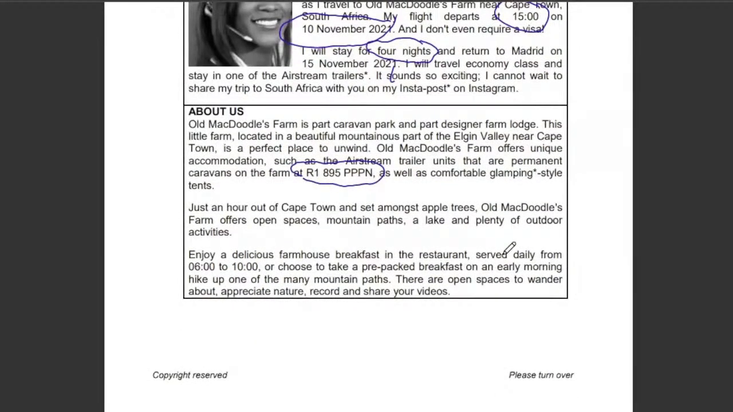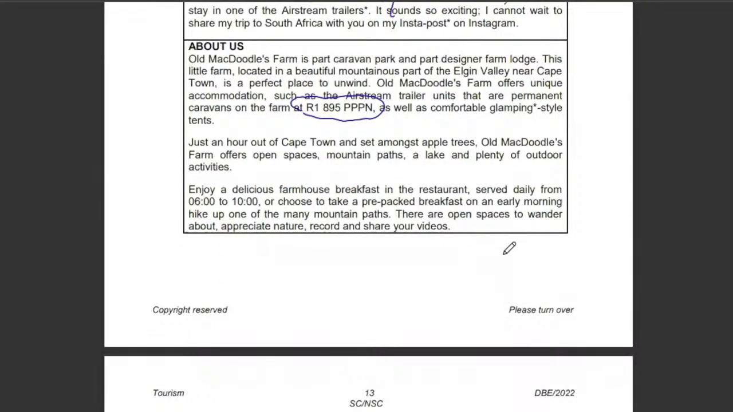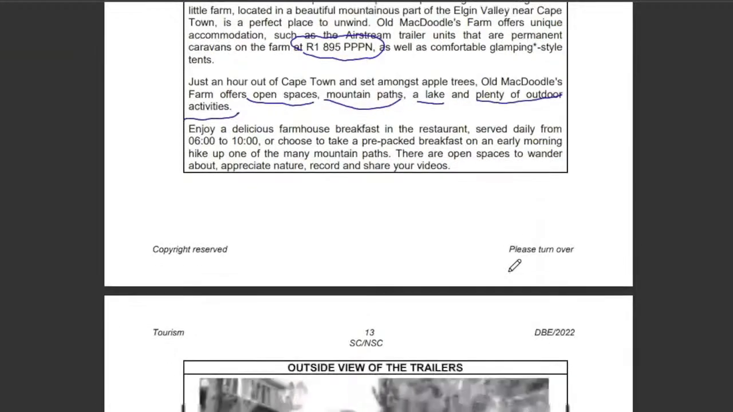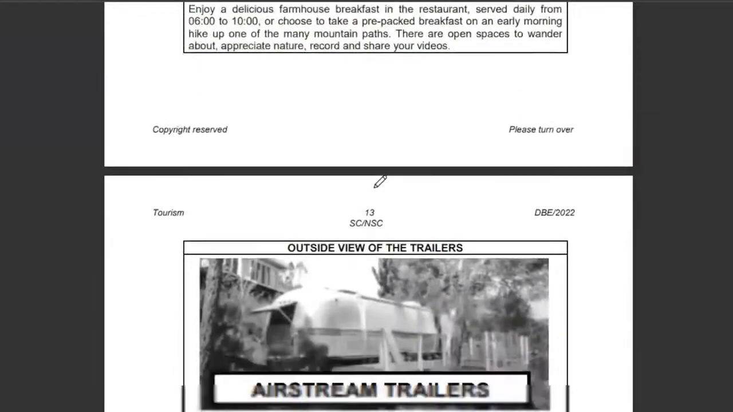Just an hour out of Cape Town and set amongst apple trees, Old McDoodoo's Farm offers open spaces, mountain paths, a lake, and plenty of outdoor activities, which is actually a good thing. Enjoy a delicious farmhouse breakfast in the restaurant, served daily from 6 to 10, or choose to take a prepacked breakfast on an early morning hike up one of the many mountain paths. There are open spaces to wander about, appreciate nature, record and share your videos.